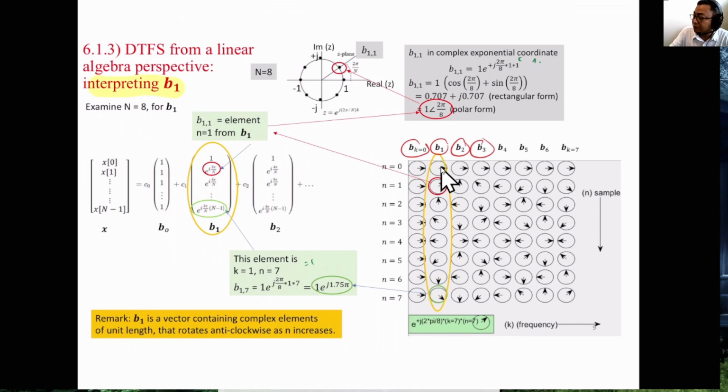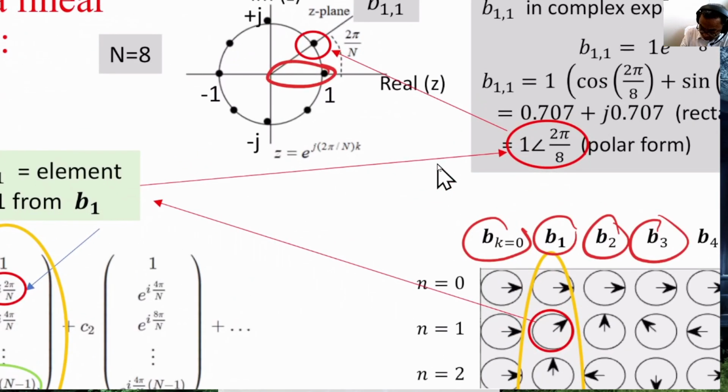What about B1? B1 means 2 pi over 8 here. At every sample, we will rotate by 2 pi over 8, which is 45 degrees. So in one step, we'll rotate by 45 degrees, second 45 degrees. So compare this to here. The arrow is first here, which means that the arrow is here. The second step, the arrow is here.